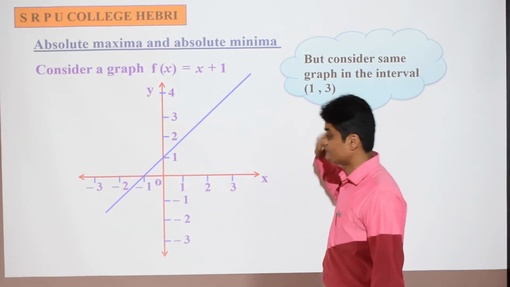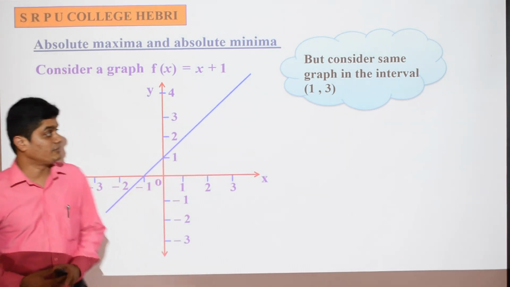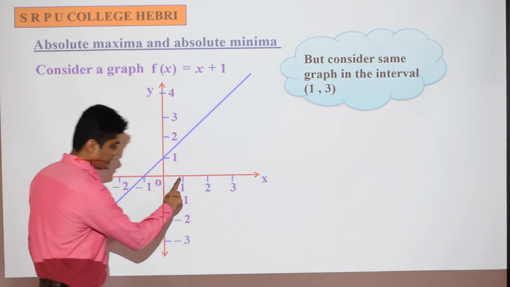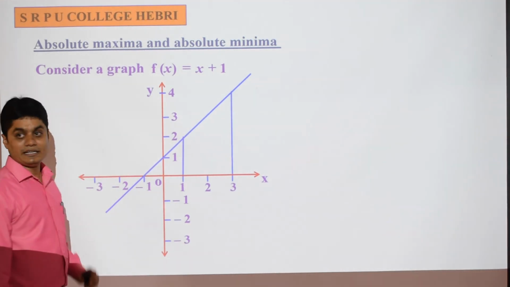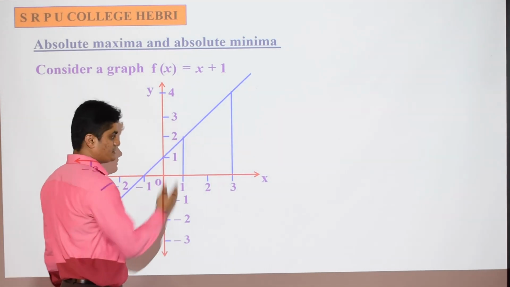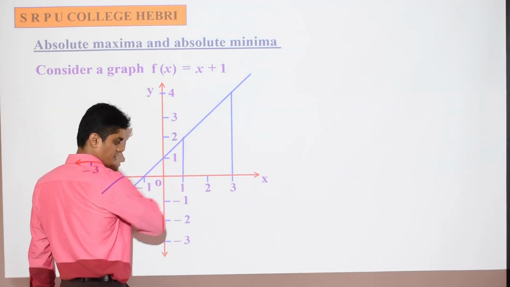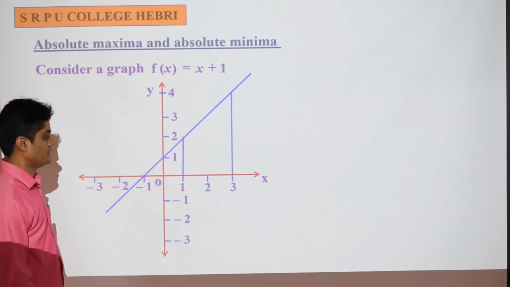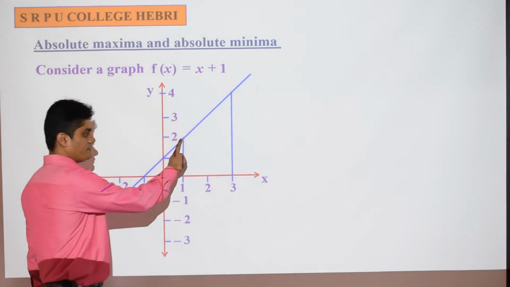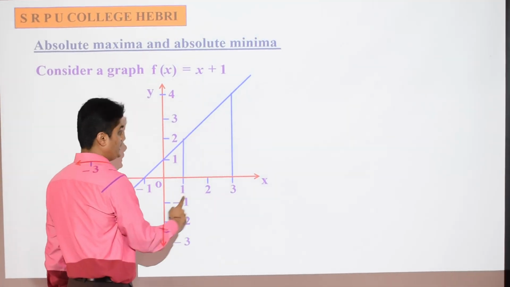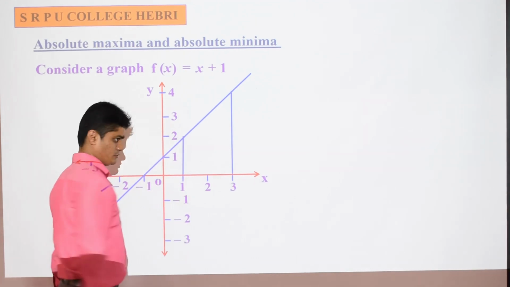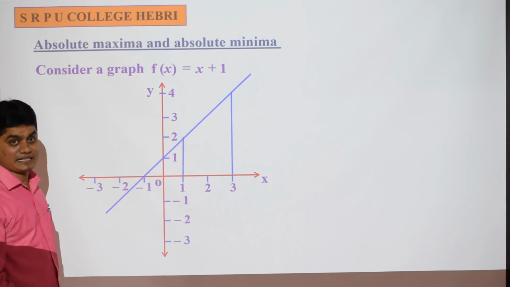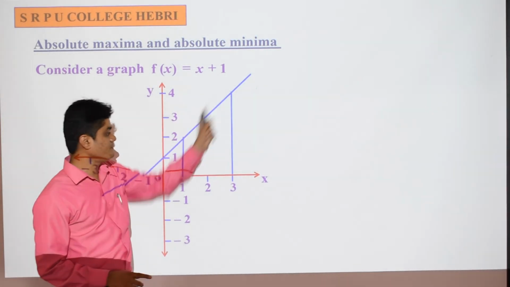Now, suppose I consider this graph in the interval 1 to 3. Then definitely you can have a maximum and minimum. Just remove the part which is less than 1 and the part which is more than 3, and keep only the part between 1 and 3. Then what is the minimum? The minimum will be 2 when x equals 1. The maximum will be 4 when x equals 3. So then we have this maximum and minimum, and they are called absolute maximum and absolute minimum.